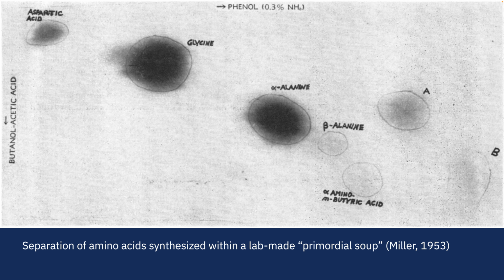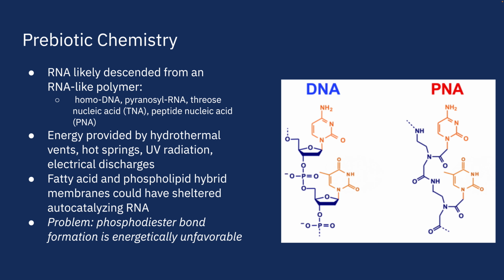This is actually from that very paper, just to prove that they did find some of these amino acids, so aspartic acid, glycine, alanine, and, well, a couple others that we don't really see as essential amino acids, but are amino acids nonetheless.